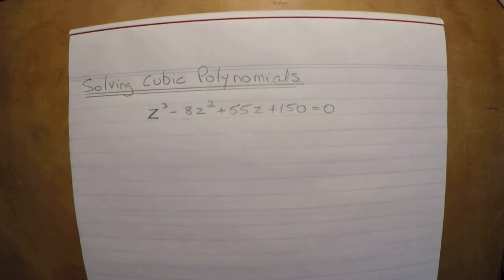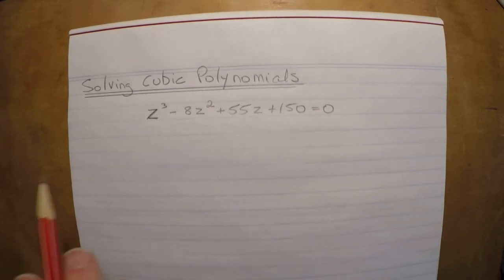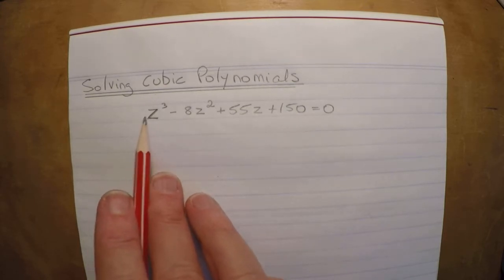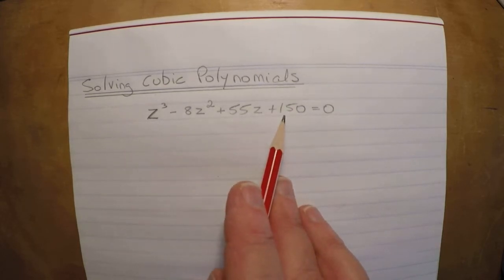This video is going to demonstrate how to use the factor theorem to first find a factor by trial and error of this cubic polynomial, and once we have the first factor, then long division using the polynomial to find the other factors. So we start by having just a quick look. We've got coefficients of 1, -8, 55 and 150.